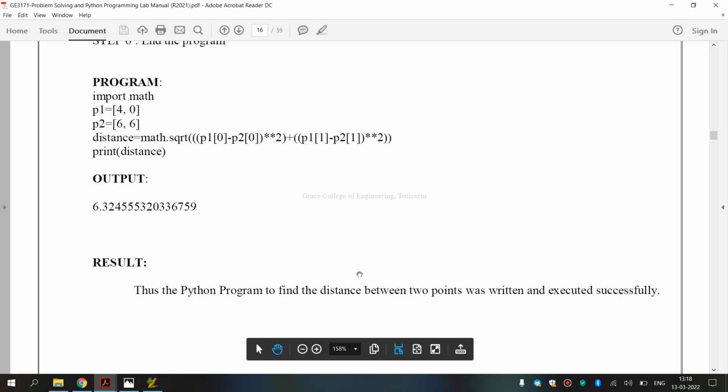So finally we have executed the GE3171 Problem Solving and Python Programming Laboratory 2C exercise, that is how to find the distance between 2 points using simple statements and expressions. I hope you have understood. Thank you.